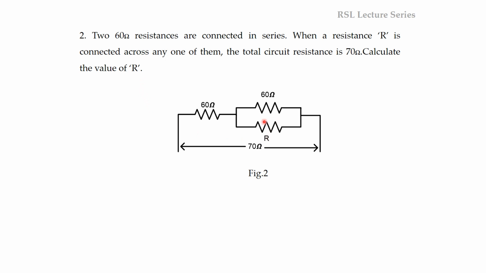So here we'll consider that the unknown value is connected across the second resistor. Okay, here R is connected across, which means in parallel. Connected across means connected in parallel. So let us consider these two are in parallel. Now the total resistance or the equivalent resistance of this combination is 70 ohms. Okay. So now we have to find out the value of R.